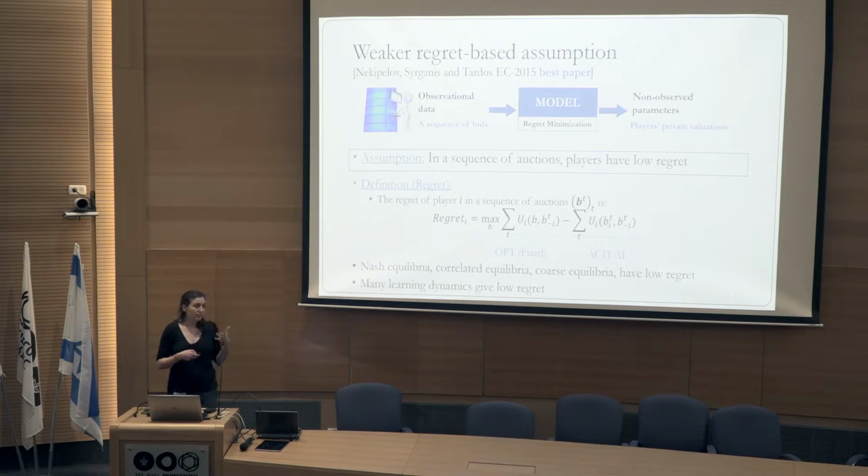And notice that this regret minimization assumption is strictly weaker than the standard equilibrium assumption. We know that if the players are in Nash equilibria, but also in correlated or coarse correlated equilibria, then players have low regret. And there are also many learning dynamics that guarantee that players will have low regret.